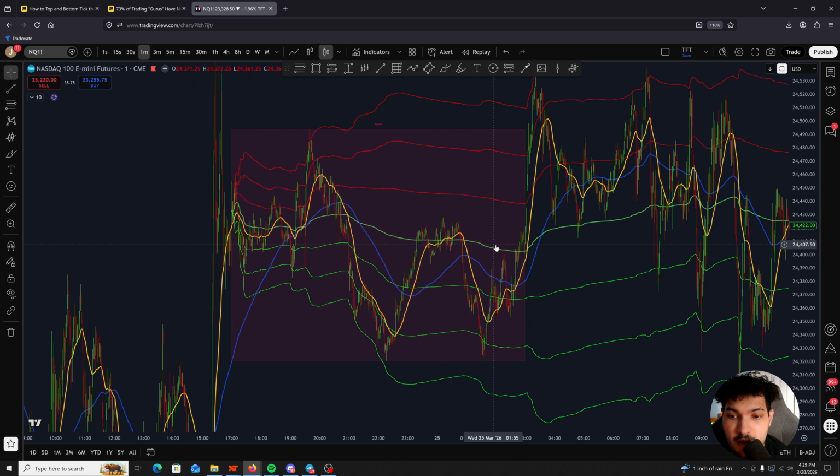This right here is our main band. This is our main VWAP band of price. Okay, this level is going to be our -1, this is going to be our -2, and this is going to be our -3.